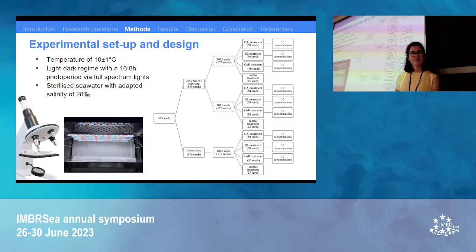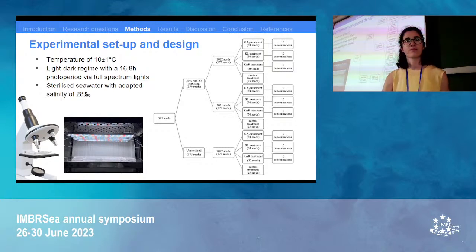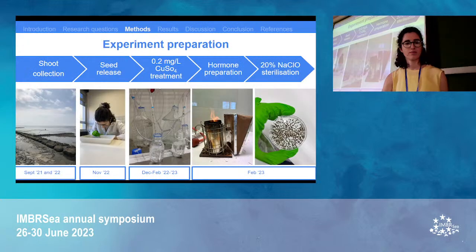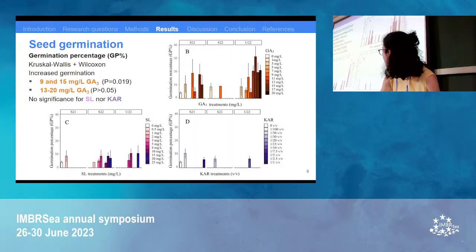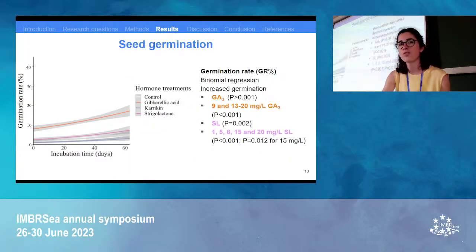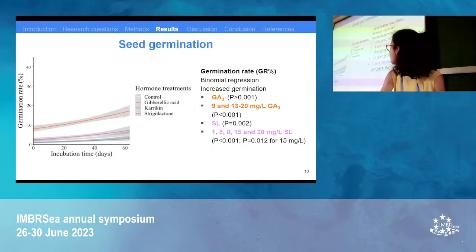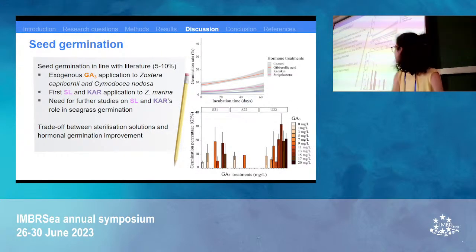I also had a little question about mortality there, but it's been answered. And I wanted you to go back to the figure where you have the different levels of the hormone, and just go to the results. Was it seed germination? Yeah, seed germination. So the germination rates. I think it's the next one, maybe? This one. Yes, this one.